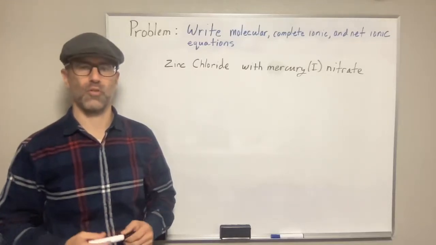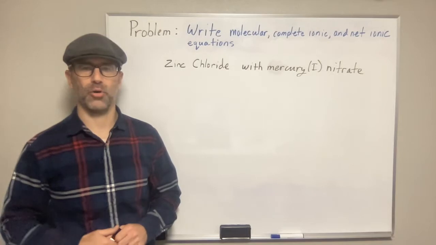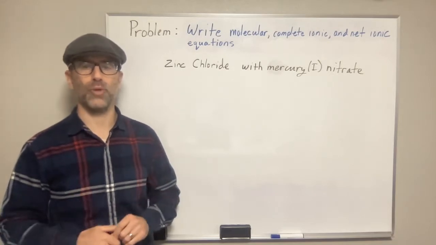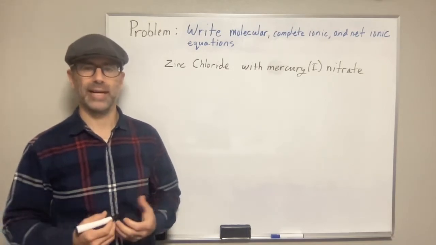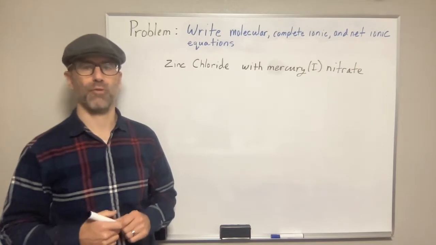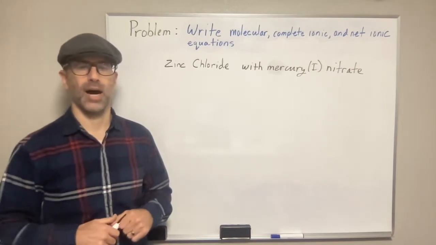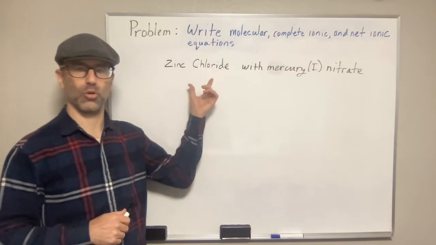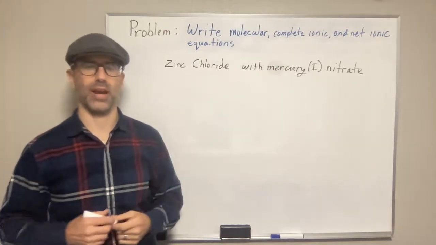My name is Mr. Cobalt, and in this video I'm going to be showing you how to write a molecular, complete ionic, and net ionic equation for a chemical reaction. In this video we'll be looking at zinc chloride reacting with mercury 1 nitrate.